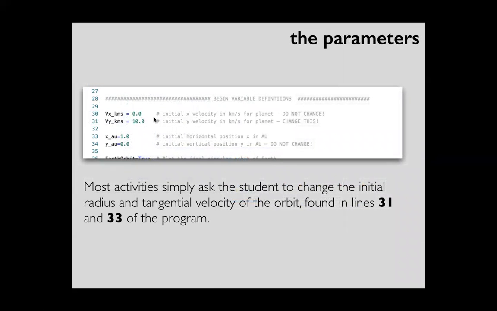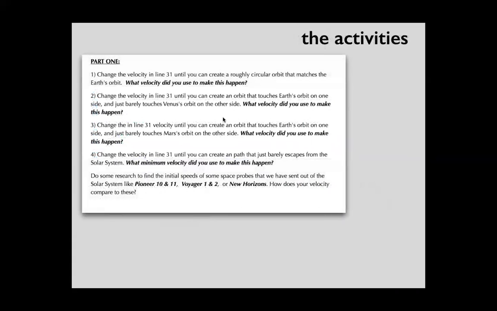Most of the activities simply ask the students to adjust either the initial tangential velocity or the initial position of the orbit or both in order to try to create an orbit that has particular characteristics. For example, the first thing they have to do is to try to reproduce the orbit of the Earth. If you start the Earth at 1 AU away from the Sun, what do you have to make V be in order to create an orbit that's approximately a circle?